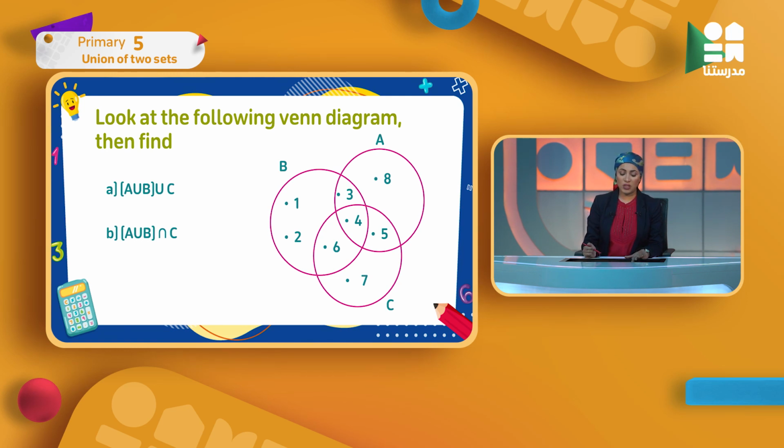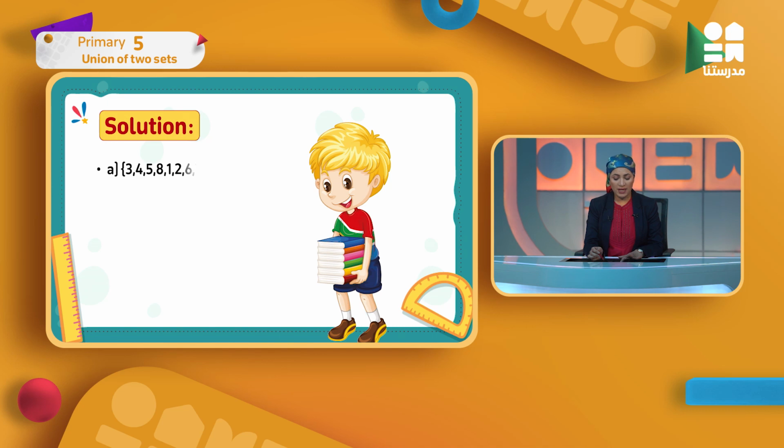Then the second question, A intersect B, then A union B, then intersect C. So A union B equals 1, 2, 6, 3, 4, 5, 8. And I will write their intersection here, which is 4, 5, and 6, because they intersected in 4, 5, and 6.